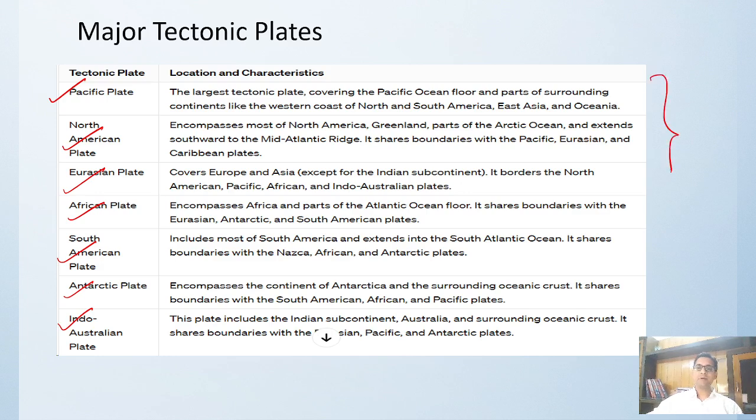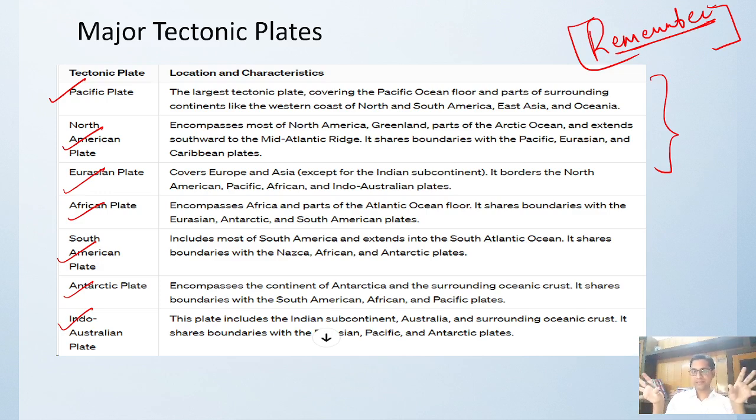So you can remember that. You can remember this data, where these plates are and what their outer boundaries are. I have given you a tabular column just to make you understand, so that you can have a look at that.